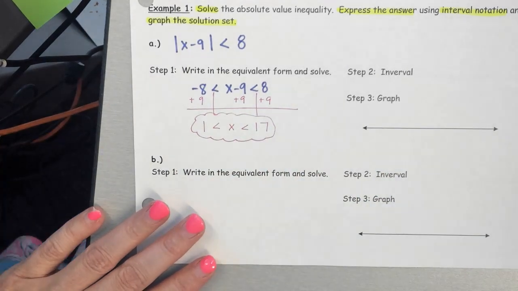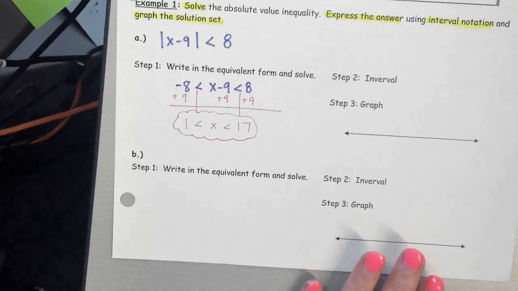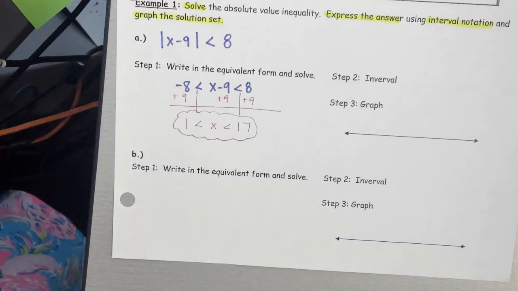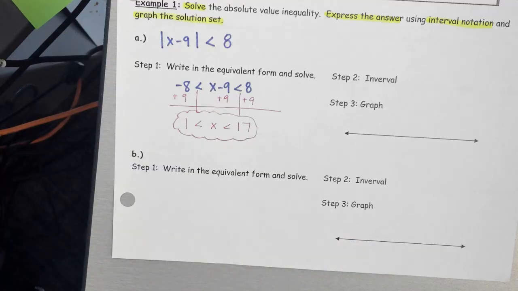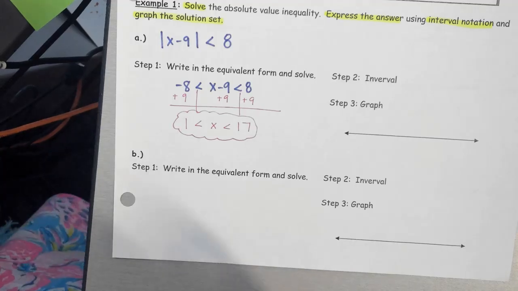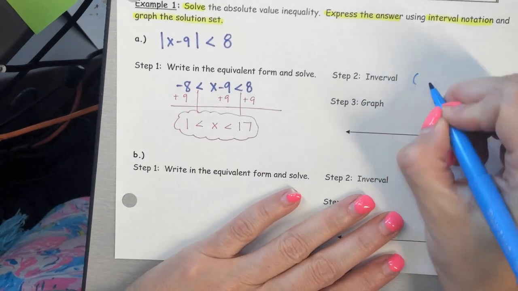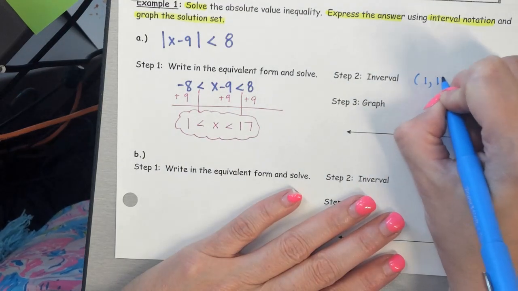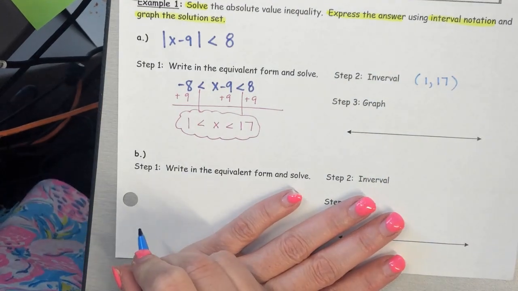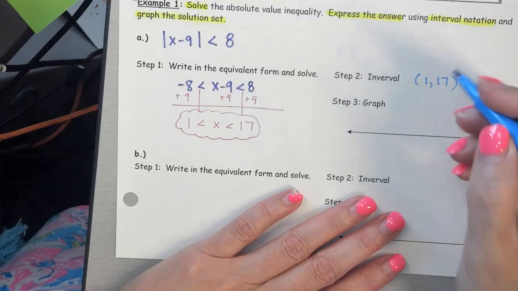So once you have that, you can do your interval and then your graph. Some of you might want to do your graph first and then your interval. It's honestly up to you. From 1 to 17, because it's less than, we're going to have parentheses. If it was equal to, you would have brackets.